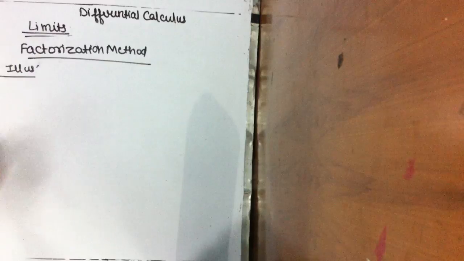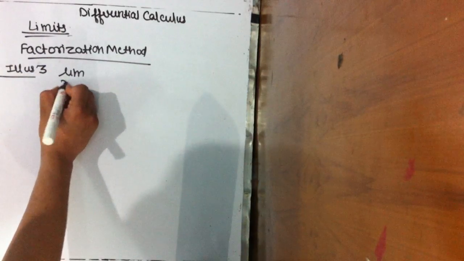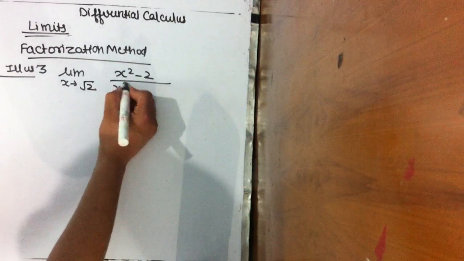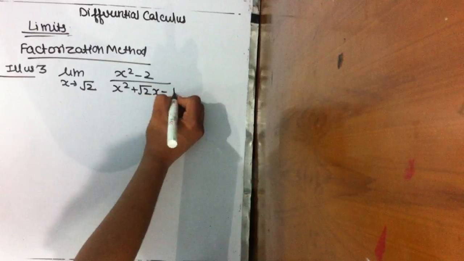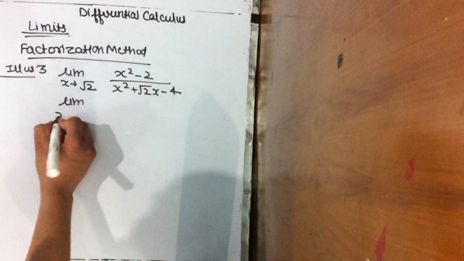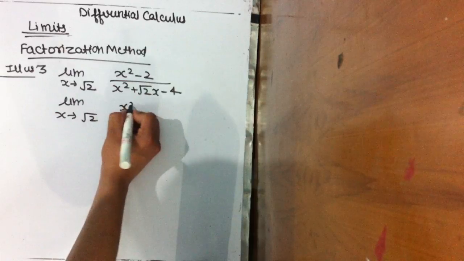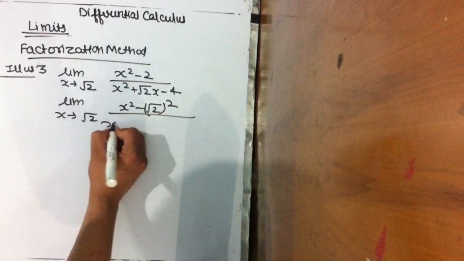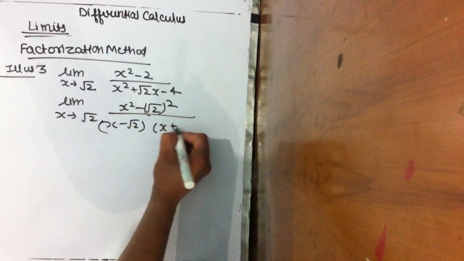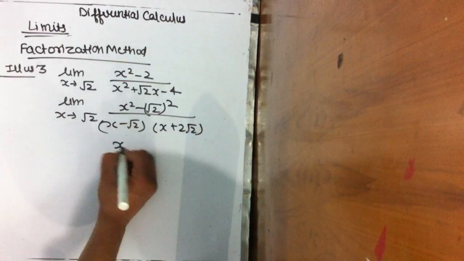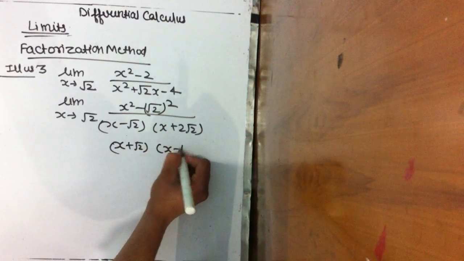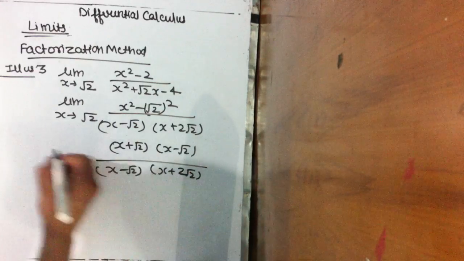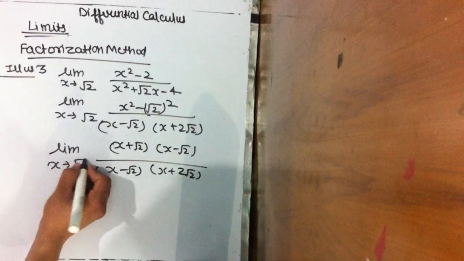Illustration 3rd. Limit x approaches root 2, (x square minus 2) divided by (x square plus root 2 x minus 4). Then limit x approaches root 2, (x square minus root 2 whole square) divided by, on middle splitting, we get (x minus root 2) and (x plus 2 root 2). (x plus root 2)(x minus root 2). Here (x minus root 2) and (x plus 2 root 2). So this is limit x approaches root 2.